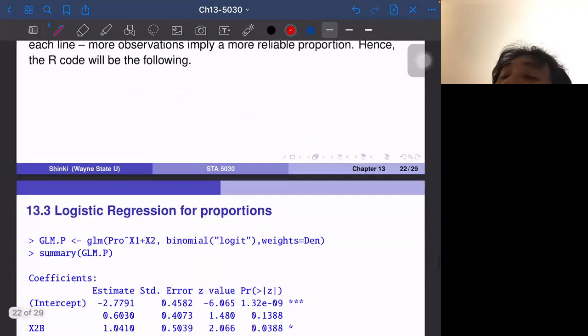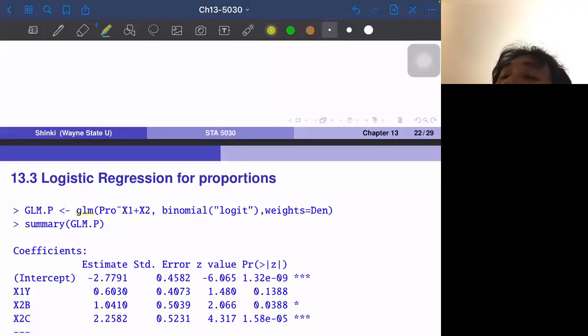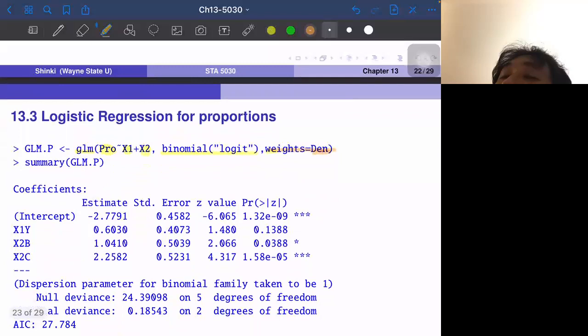In this case, we can still use the GLM function, with the proportion as the response variable and x1 and x2 as the predictors. Then we can still use the binomial family with the logit link function. Then we specify weights. The denominator is the number of observations, so the higher the number of observations, the higher the weight we put on that row. Then here is the result.